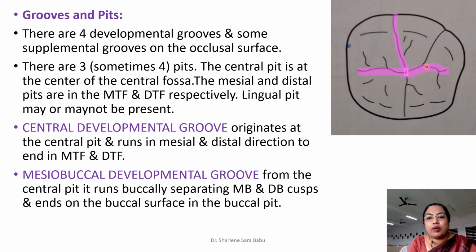Now let us see about the central developmental groove. It originates at the central pit and runs in a mesial and distal direction to end in the mesial triangular fossa and the distal triangular fossa. The next is the mesiobuccal developmental groove. It starts from the central pit and runs buccally, separating the mesiobuccal and the distobuccal cusp, and ends halfway on the buccal surface in a buccal pit.